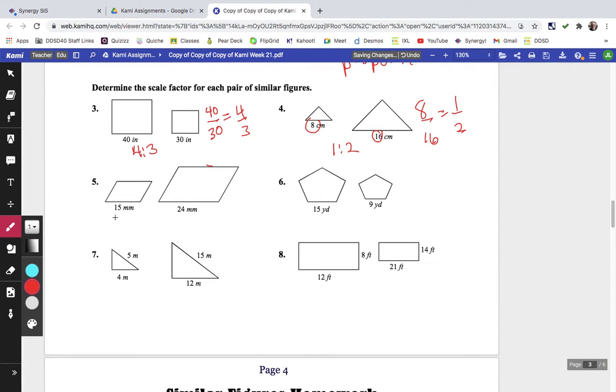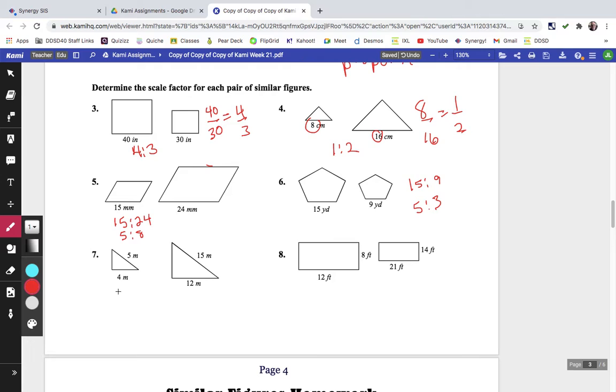This one is 15 to 24. And 3 goes into both of these. 3 goes in there 5 times. 3 goes in there 8 times. So that's a scale factor of 5 to 8. This one is 15 to 9. 3 goes in here 5 times. 3 goes in here 3 times. So that's scale factor of 5 to 3.